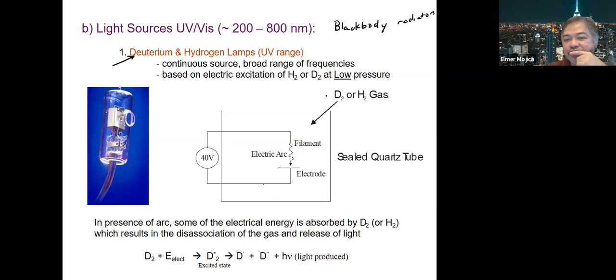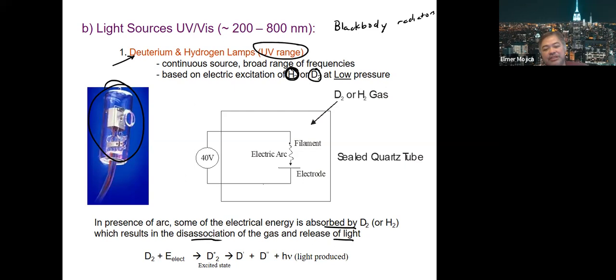It is a continuous, broadband range of frequency. This is just based on the excitation of hydrogen or deuterium at low pressure. This is how it looks like. In the presence of the arc, some of the electrical energy is absorbed by deuterium or hydrogen, which results in the dissociation of the gas and release of light. So you excite specifically hydrogen or deuterium, and when you excite them, it will release the light. And that light is the one that you use to illuminate your sample.